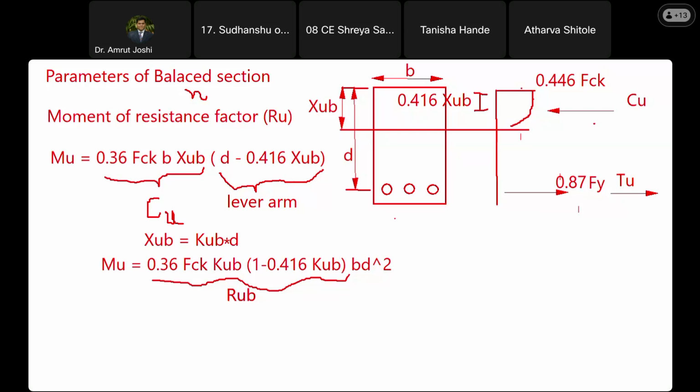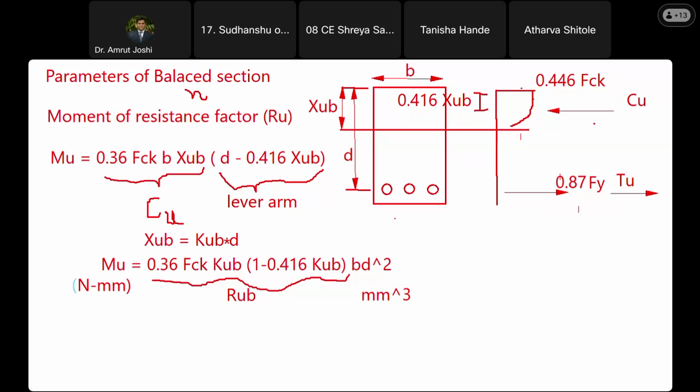The unit of B and D square will be mm cube because I am going to substitute B and D in mm. So B is mm, D square is mm square, mm into mm square is mm cube. And the unit of moment of resistance has to be unit of force multiplied by unit of length. So this has to be in Newton mm. So whatever is the unit of RUB, it should be in such a fashion that the left hand side assumes the units of moment, that is Newton mm.